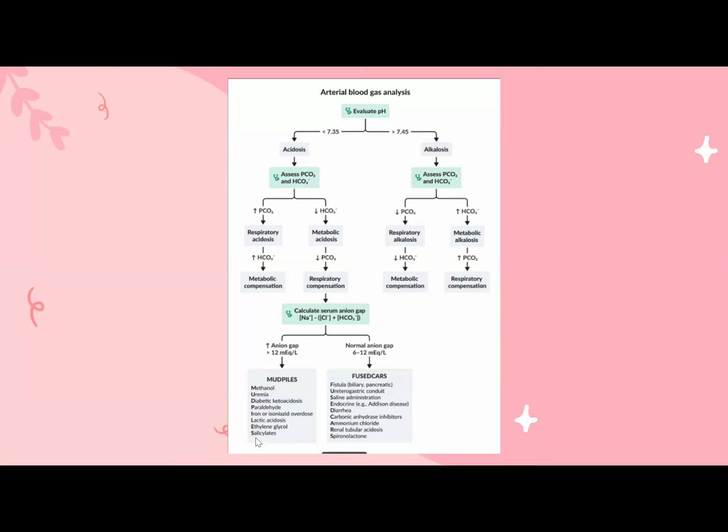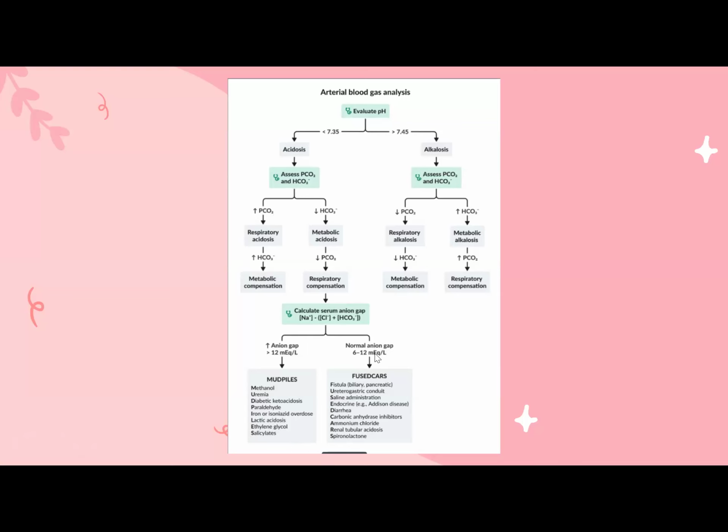And then salicylates. This is aspirin. So aspirin overdose will lead to metabolic acidosis. It's late. In the beginning, you have respiratory alkalosis for aspirin poisoning, and then afterwards, later on, you have metabolic acidosis. But that's not very important for you to know at your level.